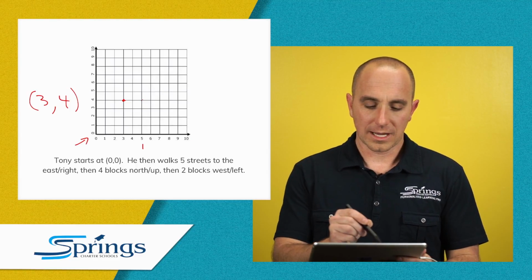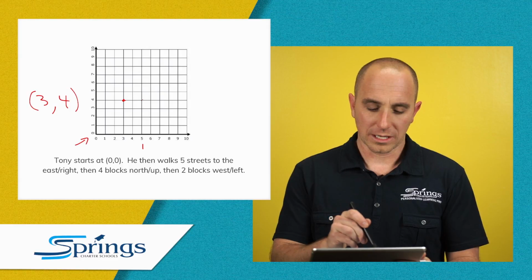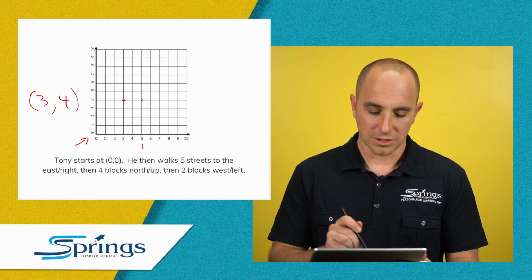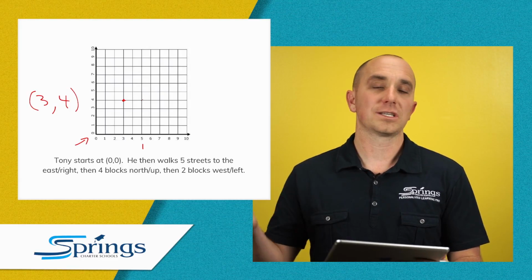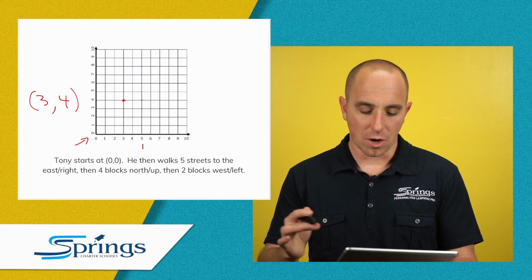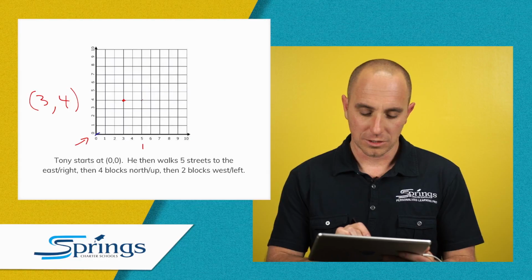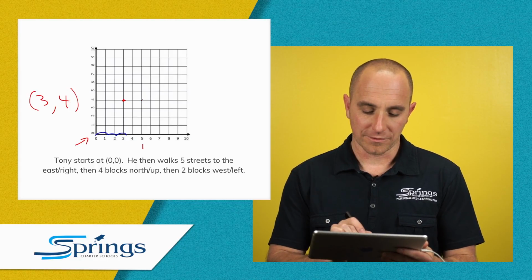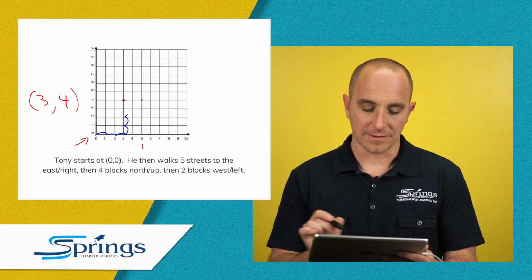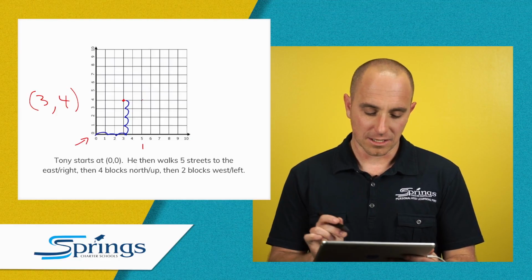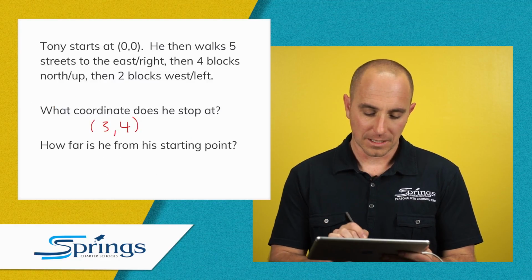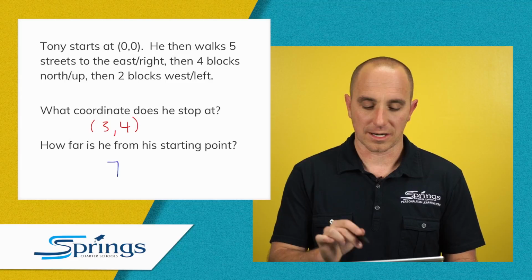It didn't ask how far he went, it asked how far he is from his starting point. So I'm going to see if I can change colors here. We're going to jump to where he goes. So I'll change it to blue. It's just like what we did, except we're not going to go all the way over and then come back. We're just going to go over 3. So we go 1, 2, 3, and then we go up 4. So we have 3, 4, 5, 6, 7. So if I go back to this other page, how far is he from his starting point? He's 7 away from where he started out.